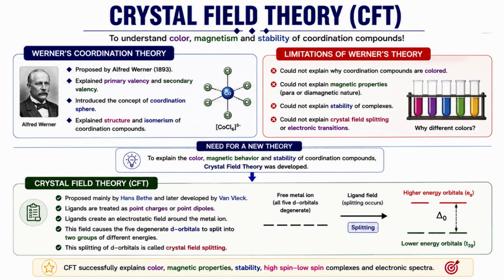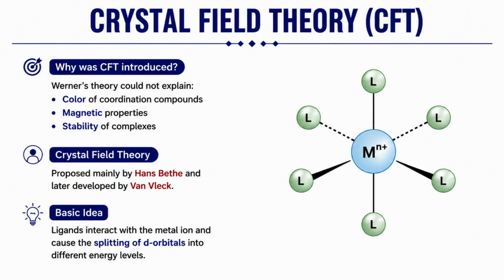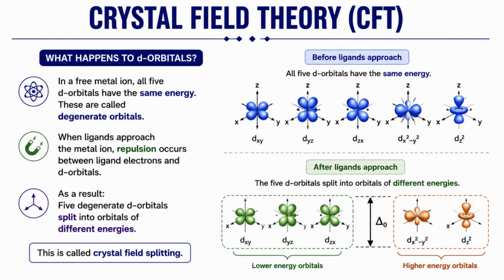To answer these questions, crystal field theory, or CFT, was developed. Crystal field theory was proposed mainly by Hans Bethe and later developed by Van Vleck. According to CFT, ligands are treated as point charges or point dipoles. When these ligands approach a central metal ion, they interact with the metal's d-orbitals. This interaction causes the d-orbitals to split into groups of different energies. This is called crystal field splitting.